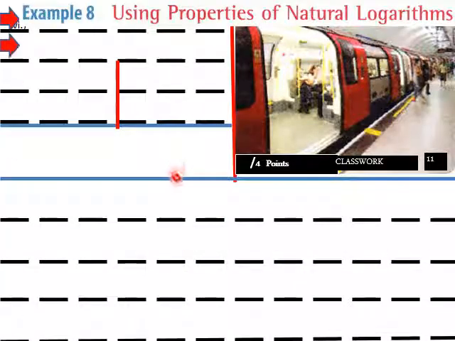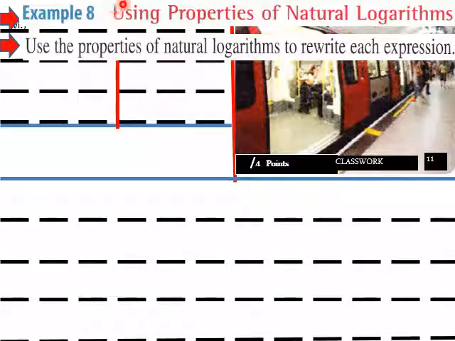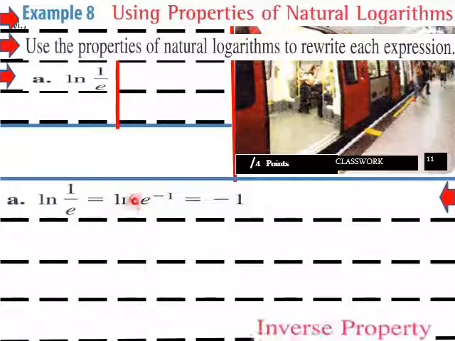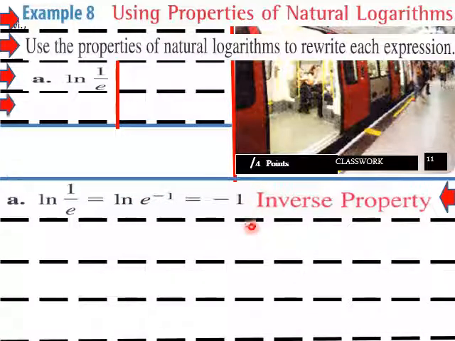Okay, let's do another example here. Example 8, using properties of natural logs. Use the properties of natural logs to rewrite each expression. Natural log 1 over e. So natural log 1 over e would equal natural log e to the negative 1, which would equal negative 1. So you've got natural log base e to the negative 1. The e's would cancel, and it just becomes negative 1.